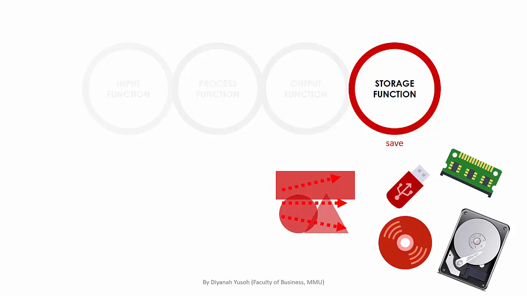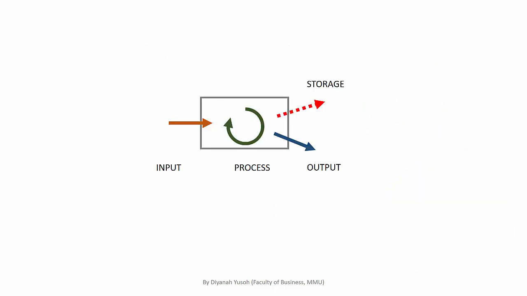So you have learned all the 4 basic functions of a computer, and hopefully you have understood that there are different devices for different functions. So let's revisit. We have the input, process, output, and also the storage function.